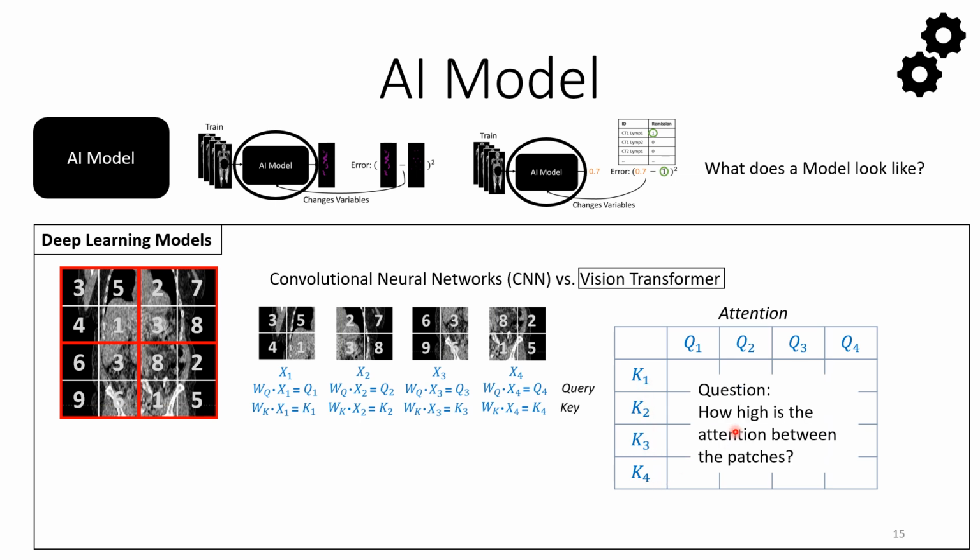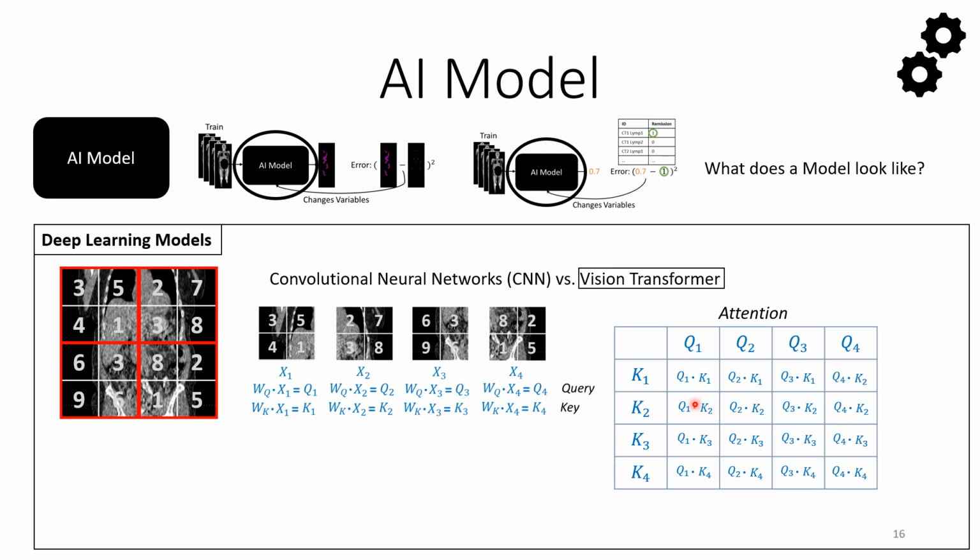And now comes the attention mechanism of transformers. So now we look at how high the attention is between the patches. How high is the attention between this part here, which is called one patch, and this part here, or how high is the attention with this part here, and with this part here? So how high is the attention between those cutout patches? Therefore we multiply Q1 with K1, and here Q2 with K2, and so on. And this gives us the attention matrix.